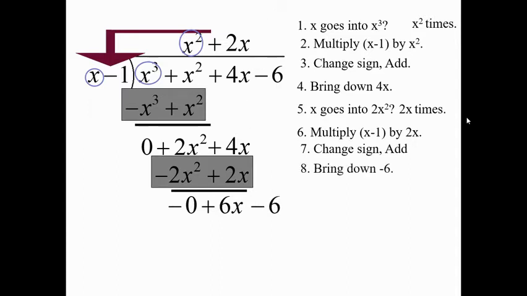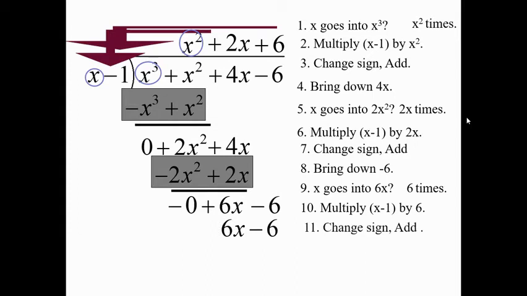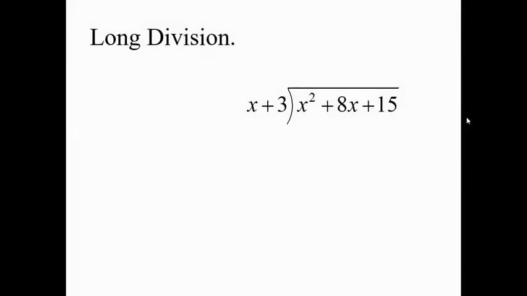We're going to bring down the negative 6. So how many times does x go into 6x? That's right, it goes in 6 times. So we add the plus 6 to the top. Then we're going to multiply the x minus 1 by 6. This will give us 6x minus 6. We have to change the signs and then we add them. And in this case, notice that we don't have a remainder.